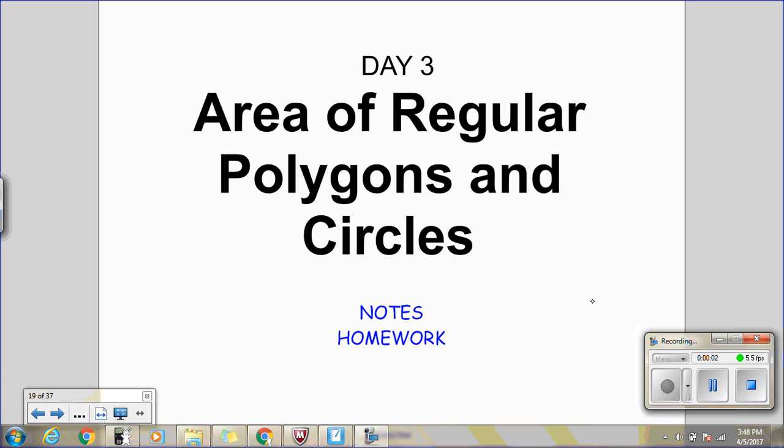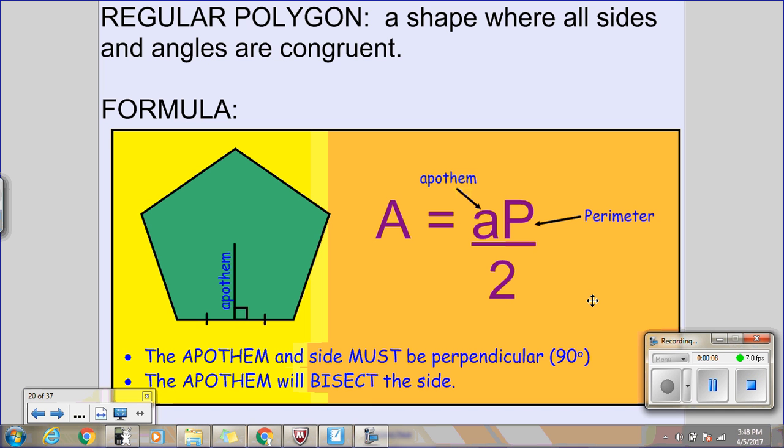Day 3 notes. Today we're going to talk about area of regular polygons and circles. Again, a regular polygon is a shape where all sides and angles are congruent. So the formula for area is A = aP/2, where the little a stands for apothem and the capital P stands for perimeter.